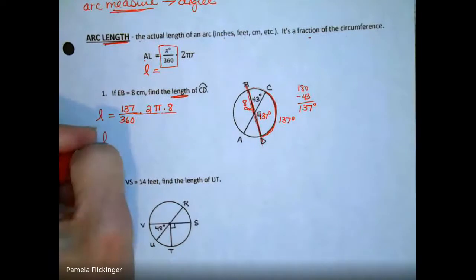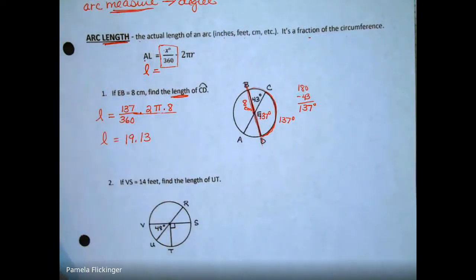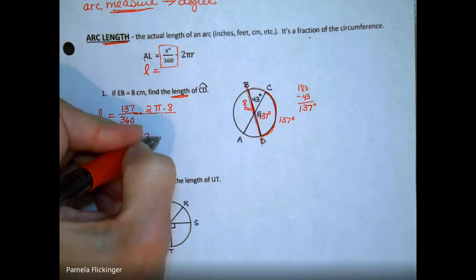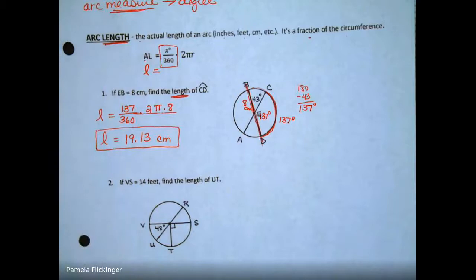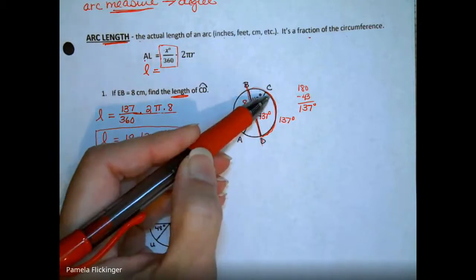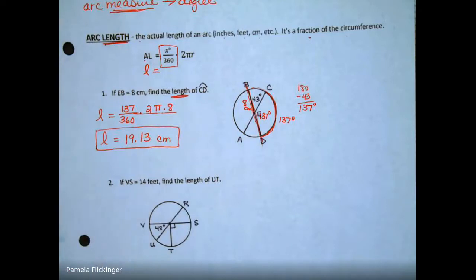And our length is 19.13, if I round it properly. And our units are centimeters. This is a length. So if I actually took a ruler and measured what the length of that arc is, it would be 19.13 centimeters.